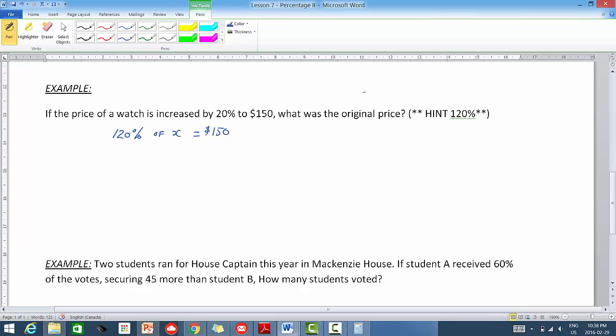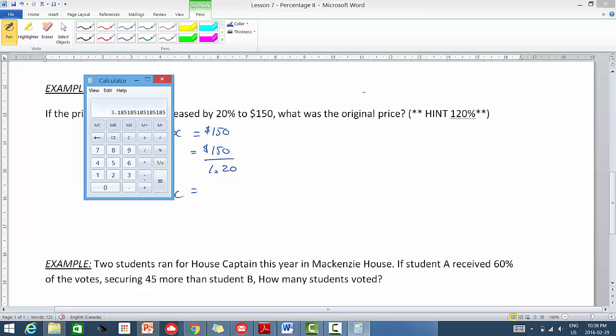Okay, so change this into a decimal, 1.20 times X, or 1.20X equals $150. We're going to divide by 1.20 and 1.20. We're going to find out that X equals 150 divided by 1.20. 150 divided by 1.20 equals 125.